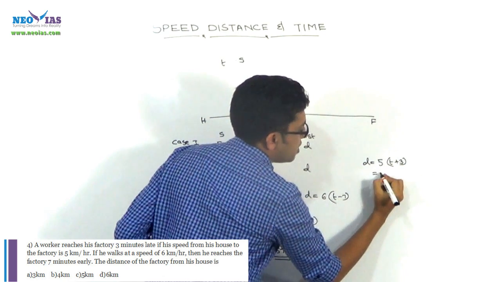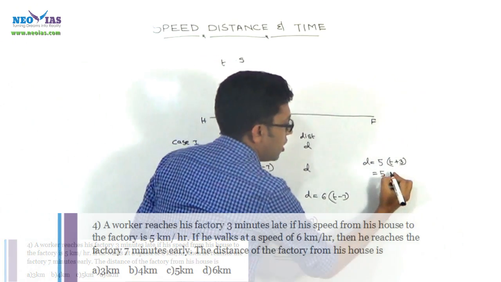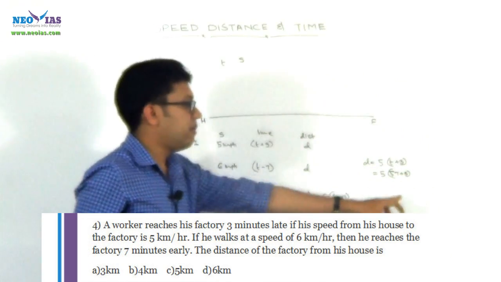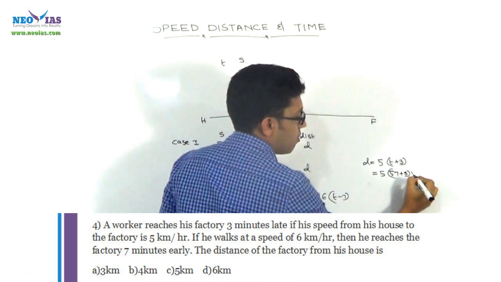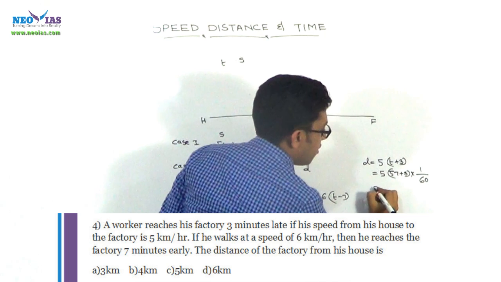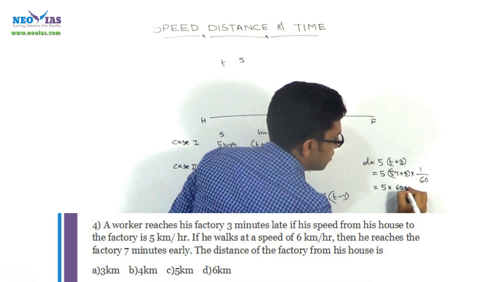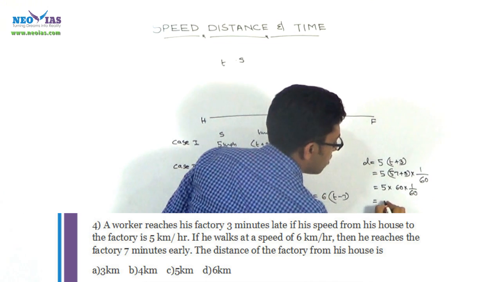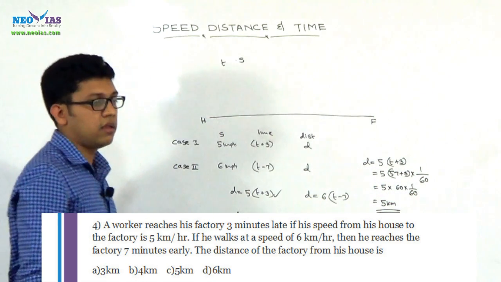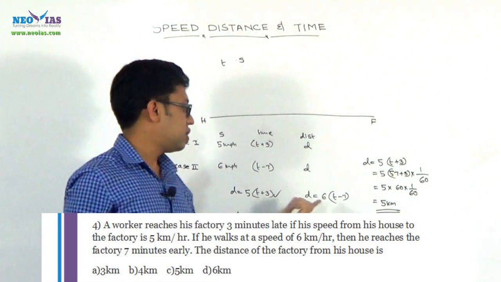This 5 is in kilometers per hour and this time is in minutes, so we need to convert that minute to hour. How will you convert this minute to hour? Just multiply with 1 by 60. Okay, and we will get that distance as 5 kilometers. Either you can put in this equation or this equation.